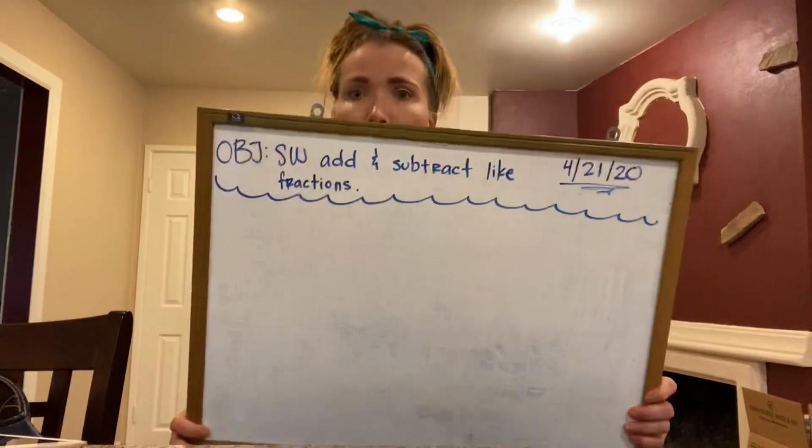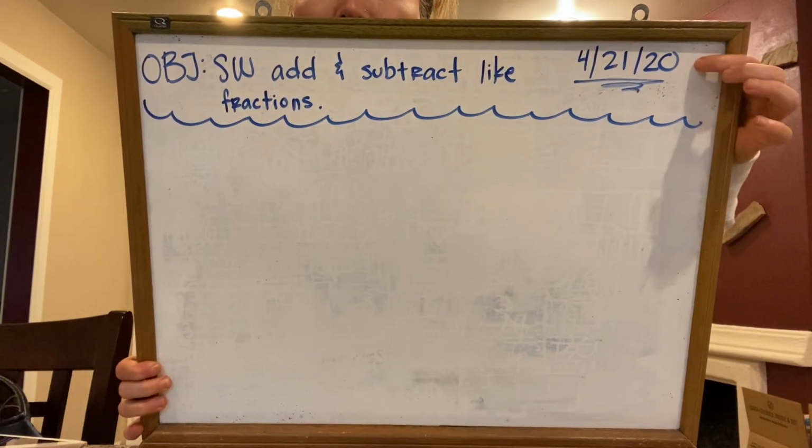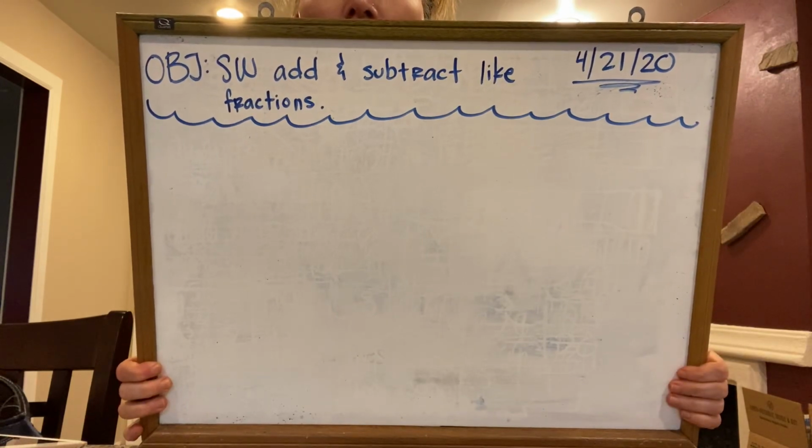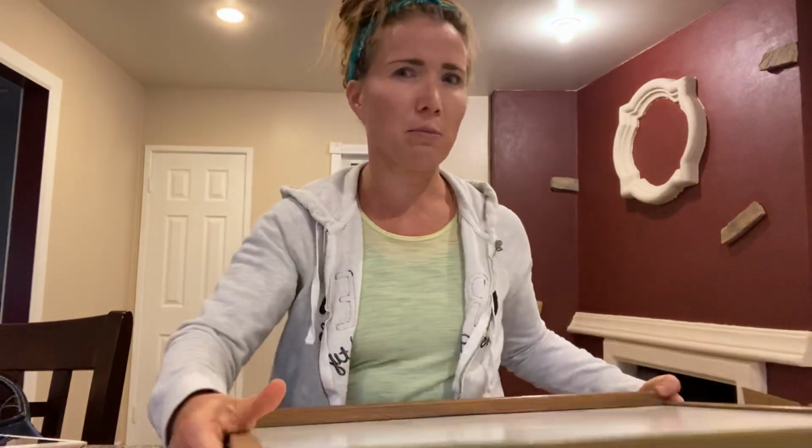So what I did was I went ahead and wrote the objective down. Notice the date today. The objective is students will add and subtract like fractions. And you might wonder, what does it mean, like fractions? All that means is the denominator is the same. So it's really simple, you just add across the top.